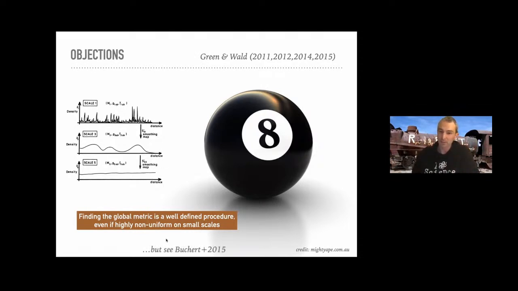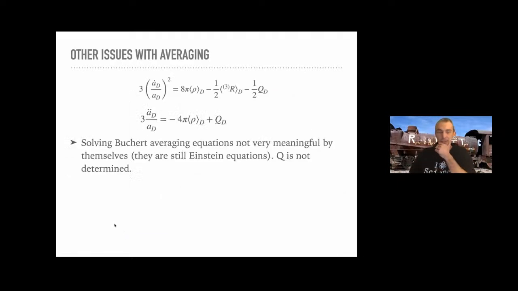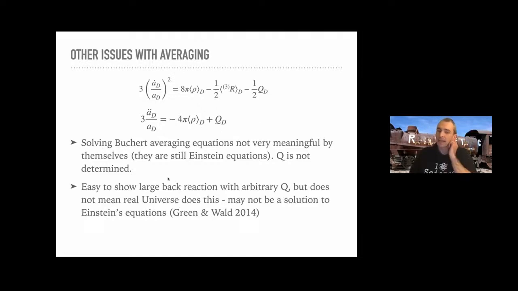There's been some response to this in the literature, which is also contentious, so I'm not going to really delve into that. But there's other problems, right? As I've already mentioned, one of the problems with averaging is these equations don't tell you very much. They tell you something that might be interesting, but you actually can't determine this Q. And obviously one of the criticisms is that without knowing Q, you can make arbitrary claims about how large these back reaction terms might be.